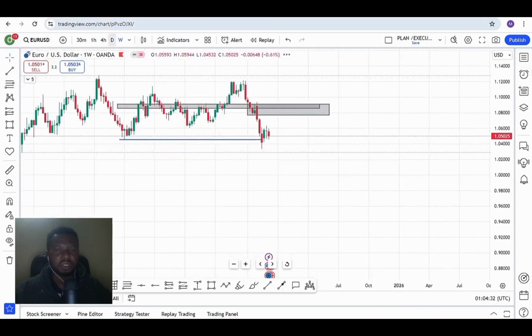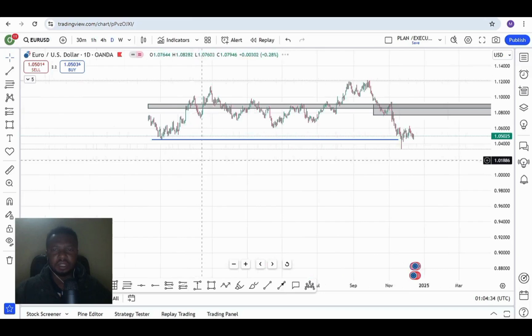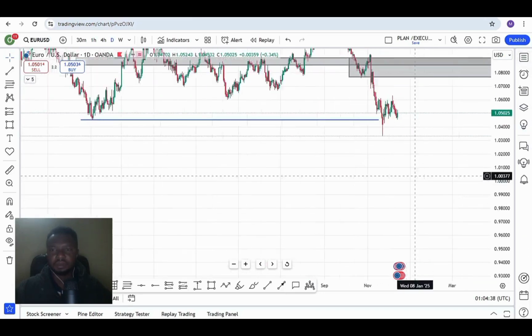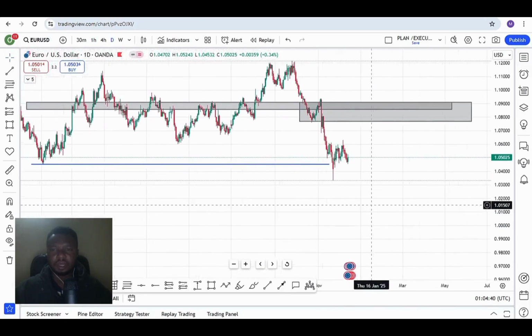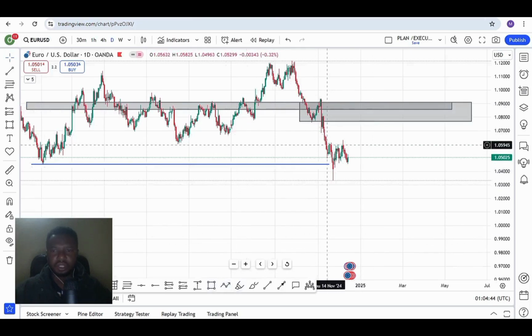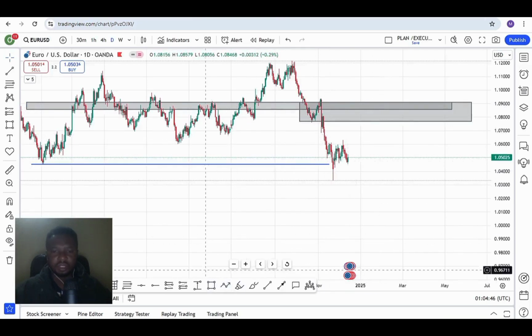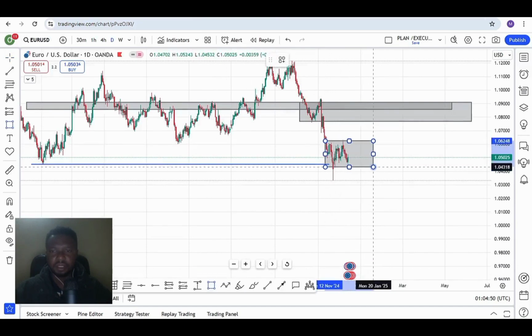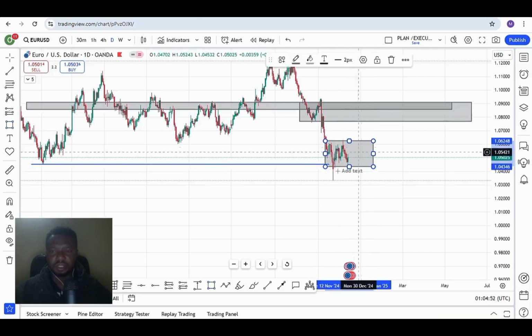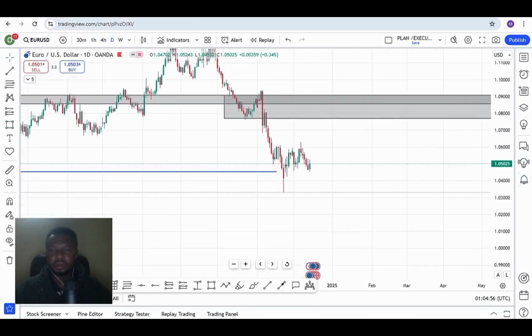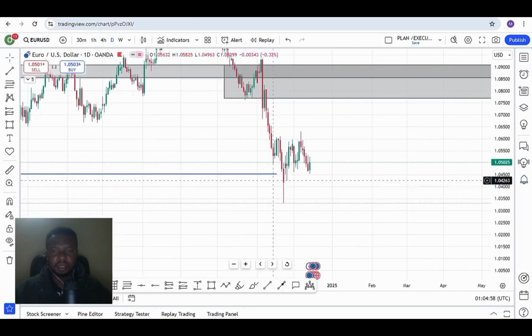So let's move to the daily time frame. What is the daily telling us? From the daily perspective, we can see that price is currently on a downtrend, but if you look closely, price is ranging here. Price has not done much. Price is currently ranging in this box here.